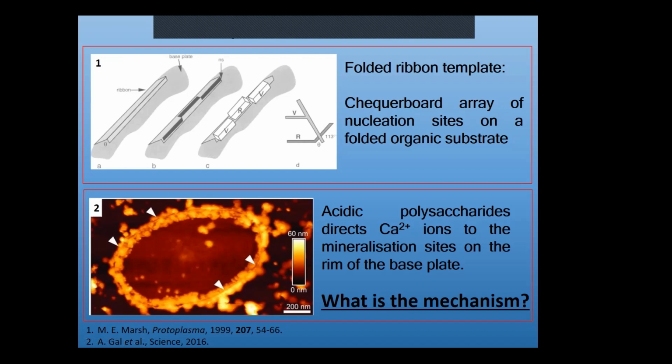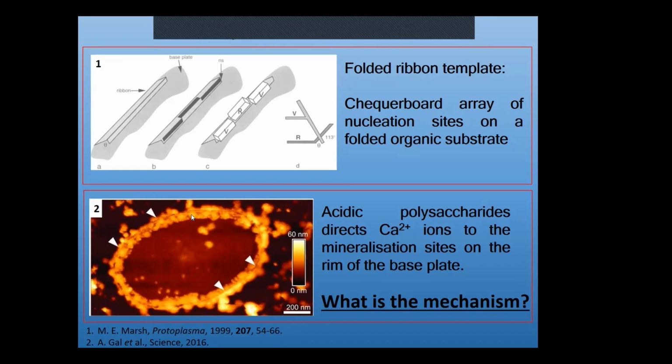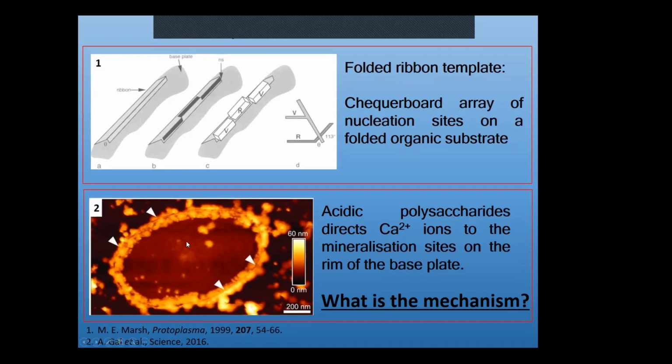So what does that mean? What it means is that for the calcium polysaccharide complexes to accumulate on the rim of the base plate, the surface in here must be chemically different from whatever is in the middle, which makes perfect sense. But also that the binding of the polysaccharides to the surface is specific. They proposed that it's just like an enzyme substrate kind of specificity.